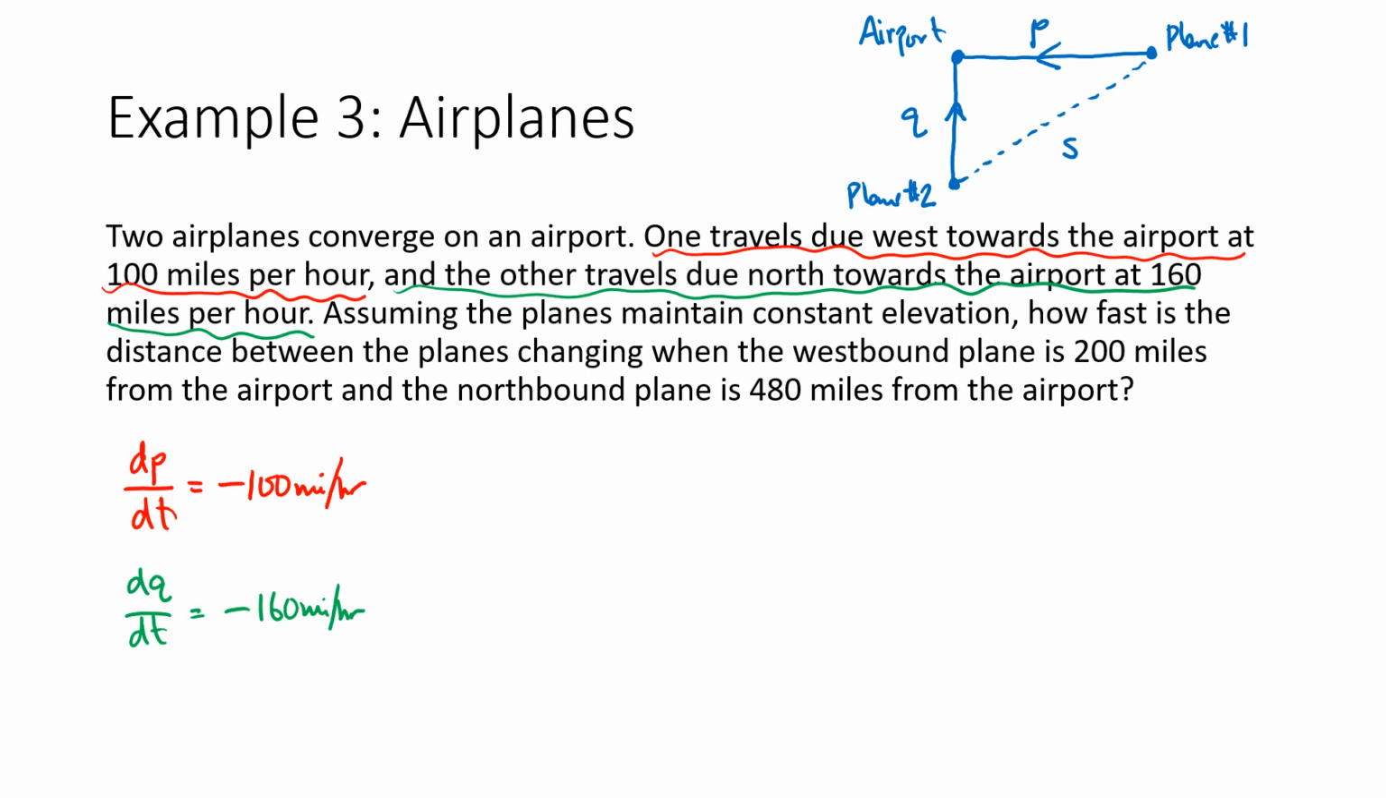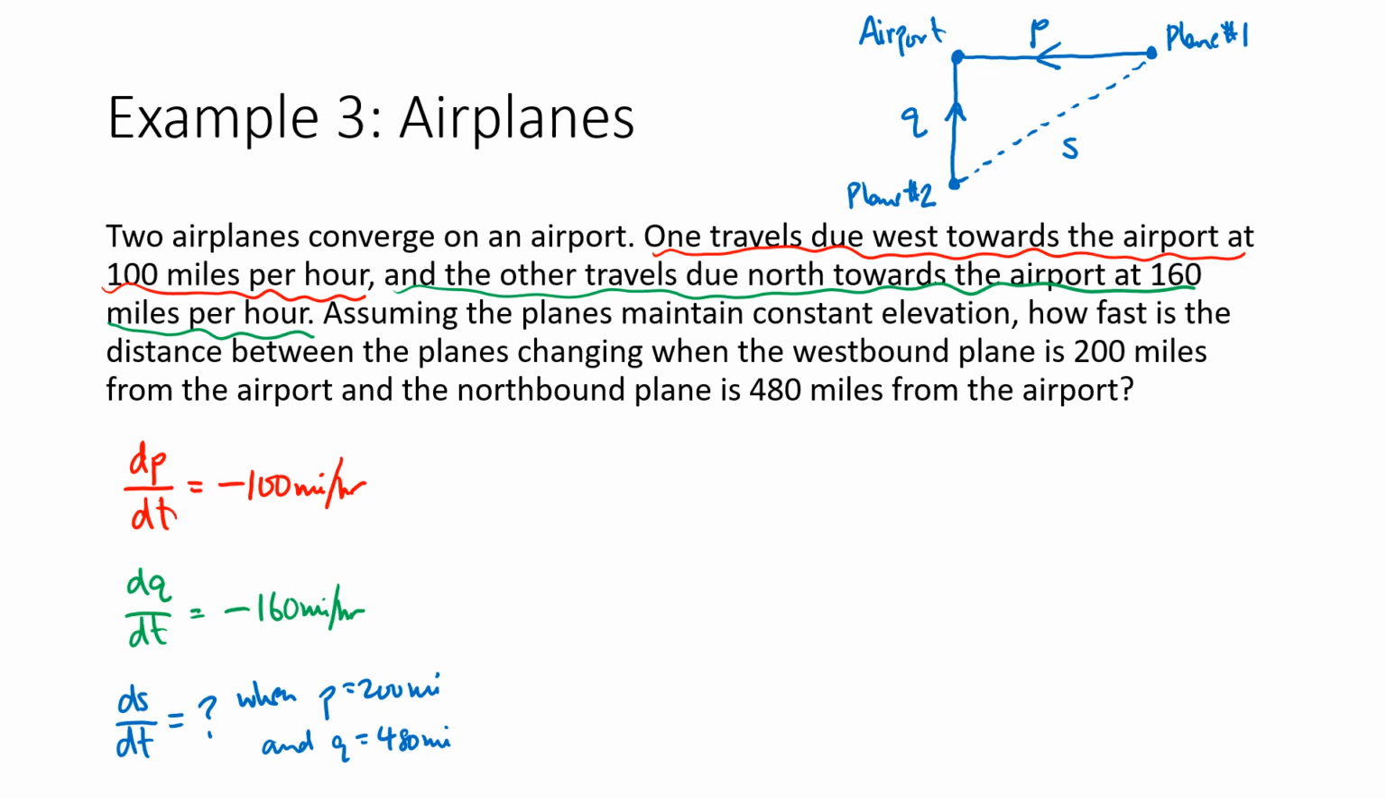So now what we want to know is the rate at which the distance between the planes is changing when the westbound plane is 200 miles from the airport and the northbound plane is 480 miles from the airport. So in other words, we want to know what's ds/dt, so ds/dt equals question mark, when p, that's the westbound plane, so that's 200 miles, and q, that's the northbound plane, is 480 miles.